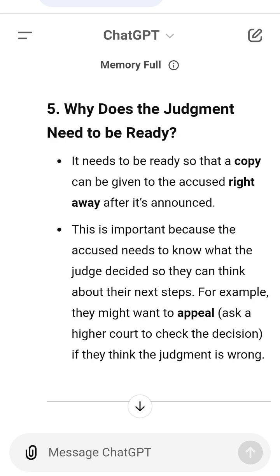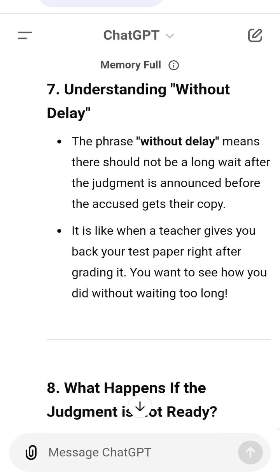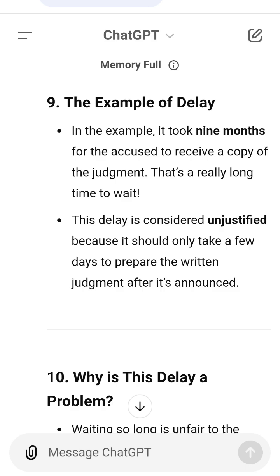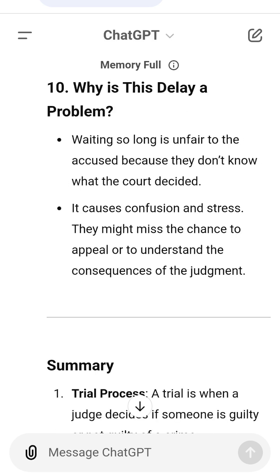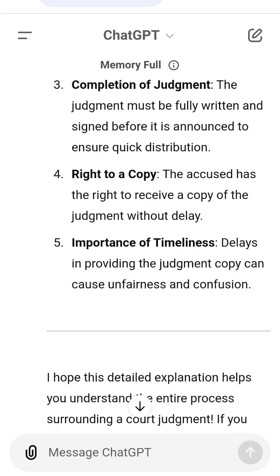1. Trial process. A trial is when a judge decides if someone is guilty or not guilty of a crime. 2. Judgment announcement. The judgment is the final decision announced in court. 3. Completion of judgment. The judgment must be fully written and signed before it is announced to ensure quick distribution. 4. Right to a copy. The accused has the right to receive a copy of the judgment without delay. 5. Importance of timeliness. Delays in providing the judgment copy can cause unfairness and confusion.